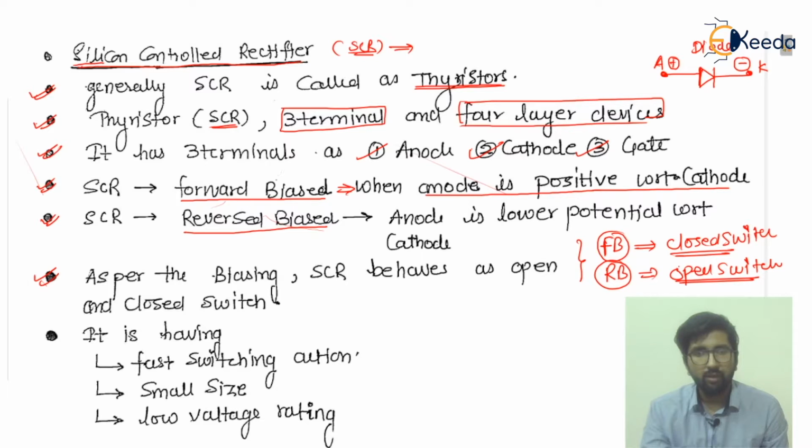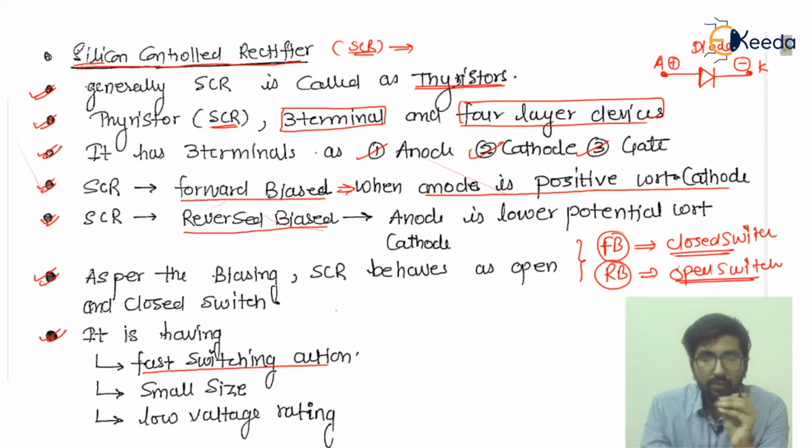Now, it has a fast switching action. As we have replaced the mercury arc valves, we now use the silicon controlled rectifier for our HVDC transmission controlling purposes. Because it has the fast switching action, it has replaced them. So why has it replaced our mercury arc valves? Because it is fast. So one advantage is that it has a fast switching action.